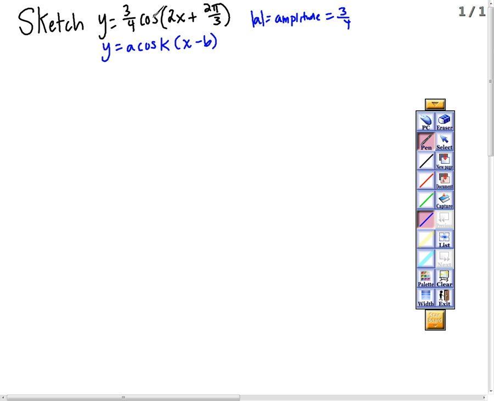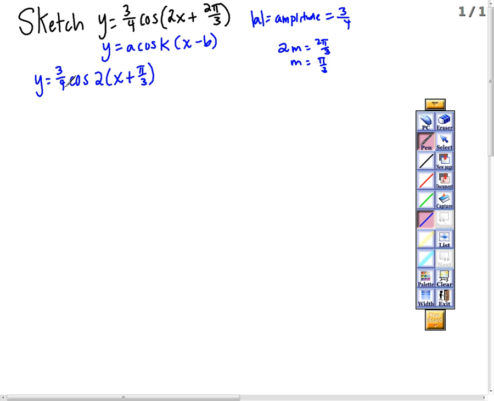Now notice k is in the wrong spot. This k in the blue form is outside of these parentheses, so I need to adjust mine. So I have y equals 3/4 cosine. The coefficient of x is 2, so I can pull that out. But if I do, I need to make sure that I still get 2 pi over 3 if I were to distribute this back. So I'm really doing 2 times something is 2 pi over 3. Well, that something, if I divide by 2, is pi over 3. So this is 2 times parentheses x plus pi over 3.